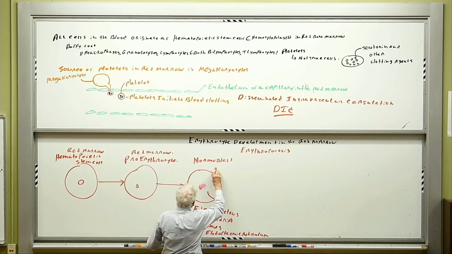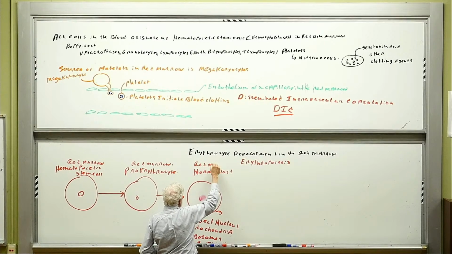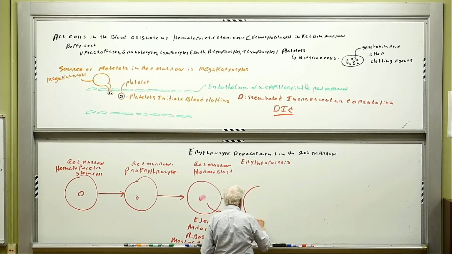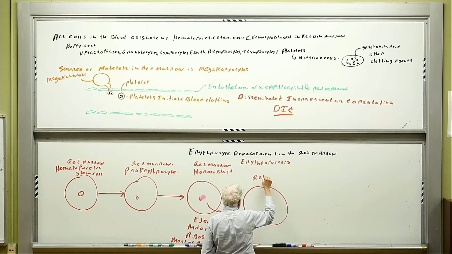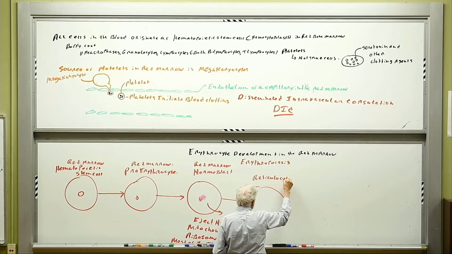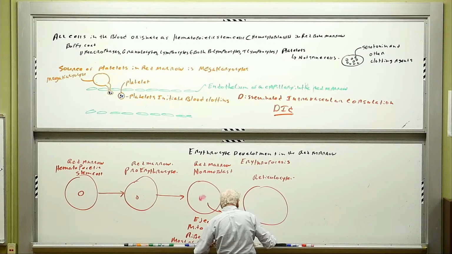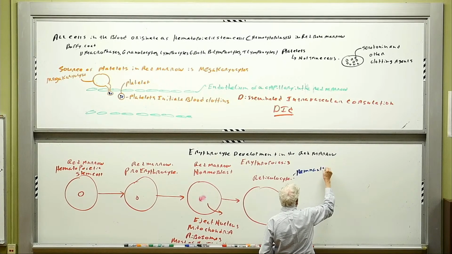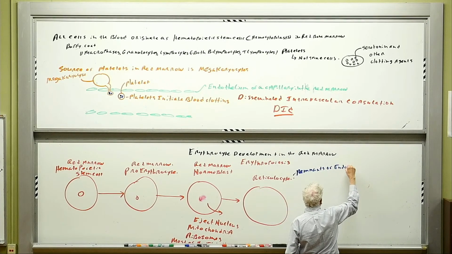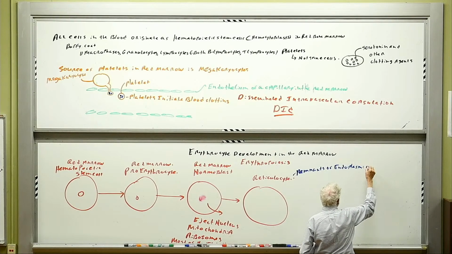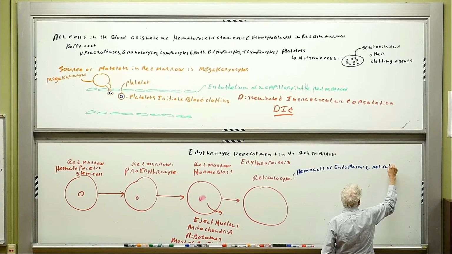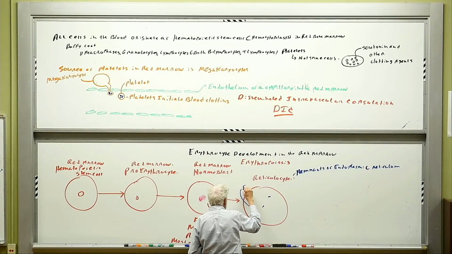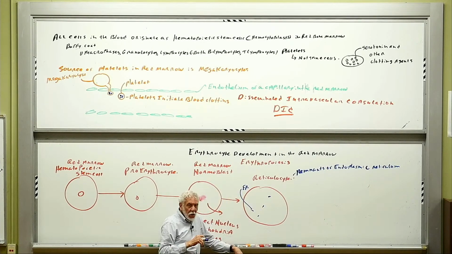Now again, this normoblast is found in the red marrow. And the normoblast will develop into another cell type called a reticulocyte. It derives its name of reticulocyte because it has remnants of endoplasmic reticulum. So you get these faint pieces of ER. But it's not organized, it's bits and pieces of ER.